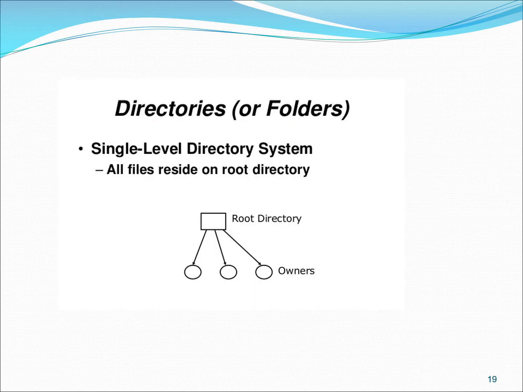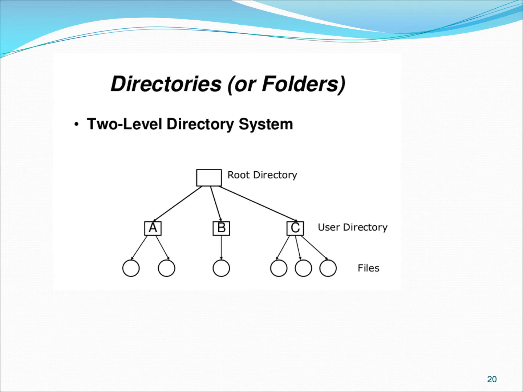Here is a graphical representation of our directories or folders. There are two kinds of directory system: single level and multi-level. In a single level directory system, all files reside in the root directory. Here, a square represents the root, and the circles represent the owners or files.